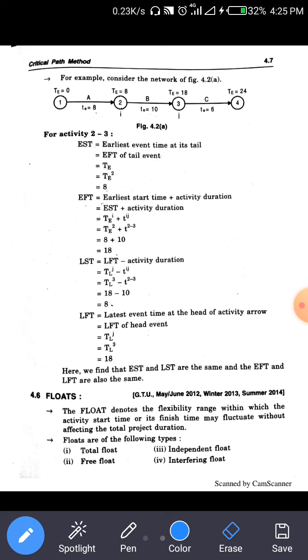Then the latest starting time is the latest finish time minus the time duration Tij. So the latest finish time is 18 minus 10, meaning here 18 minus 10. So this is the latest starting time. And then the latest finish time of the activity is the latest event time of the head arrow. So it's 18, and we take the latest finish time as 18 also. Clear? Now the next topic we start is floats.